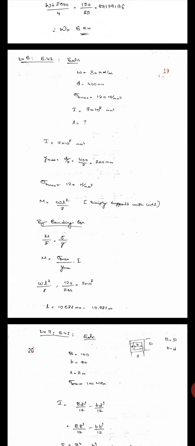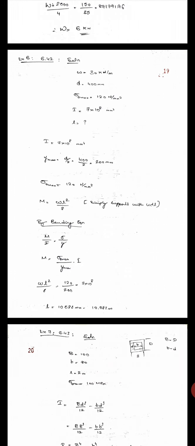The bending equation is M by I equals sigma by y, so M equals sigma by y into I. M is wL square by 8. Sigma max is 120 upon 200 into 17 raised to 8. Simplifying, we get L equals 10,583 mm, or 10.583 meters.